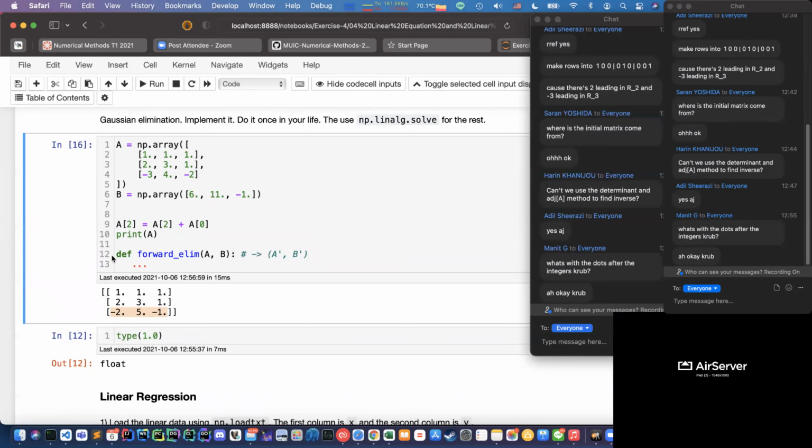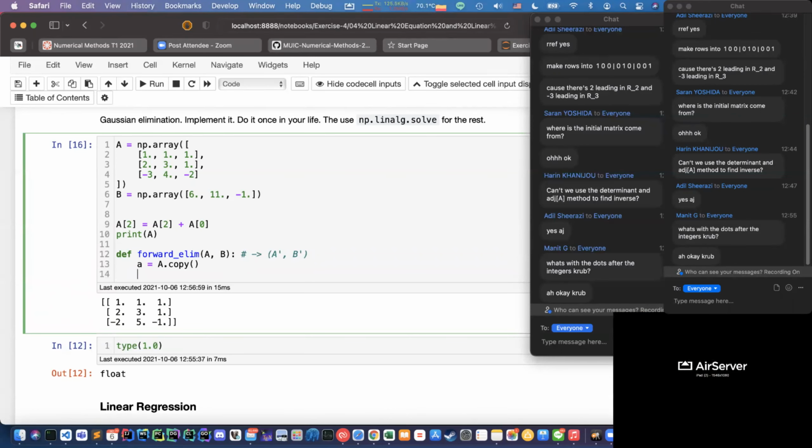So the goal here is I want the forward elimination of A and B. I highly recommend you do the following. Let's call a copy. Let's call that little a is A.copy. So you copy it first. You know that you're going to do a whole bunch of replacement like this, so make sure you copy it first so that you don't mess with the argument. It's just good practice. Don't change the argument people put in unless it's necessary.